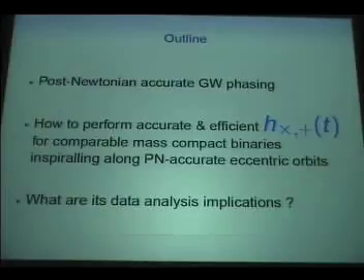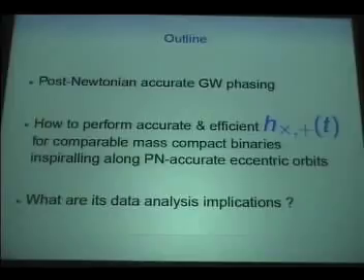Then I will argue that you actually need this procedure called gravitational wave phasing to construct temporally evolving gravitational wave polarizations h plus and h cross for comparable mass compact binaries if their dynamics is governed by the post-Newtonian approximation. And then I will talk about, of course, the case of eccentric binaries, and I will explore briefly what are the data analysis implications, both for ground-based and space-based.